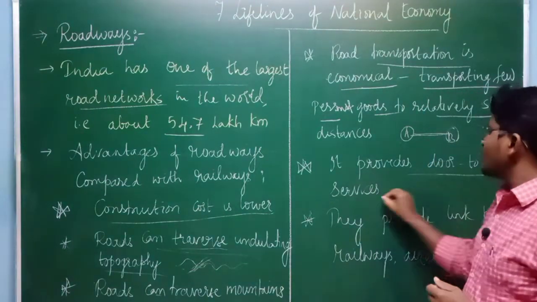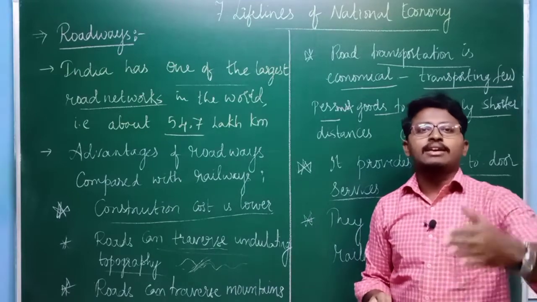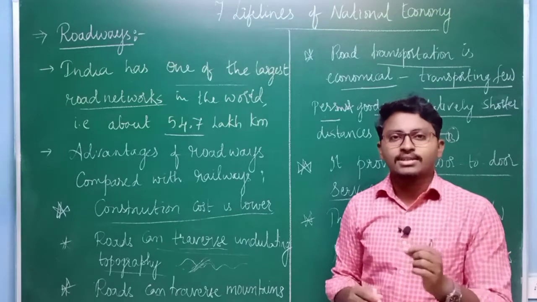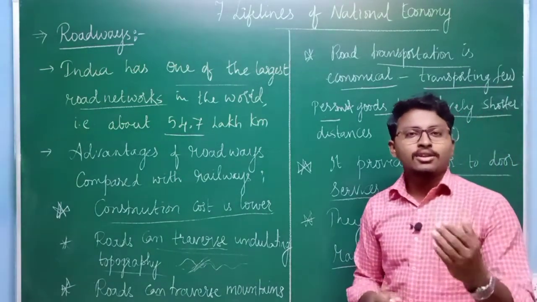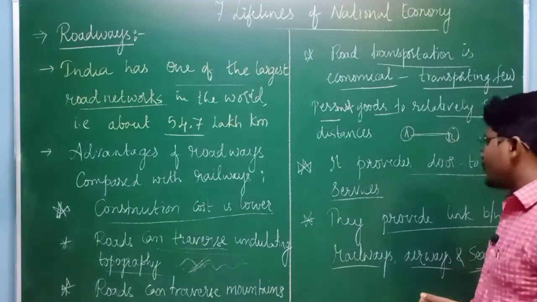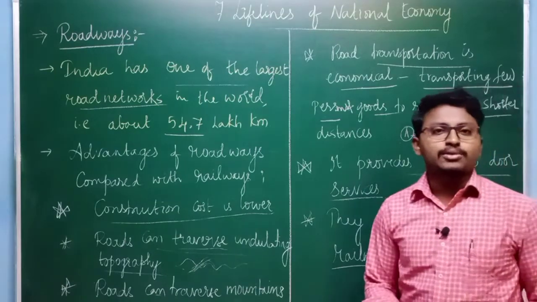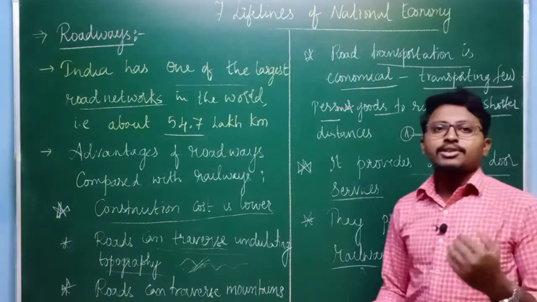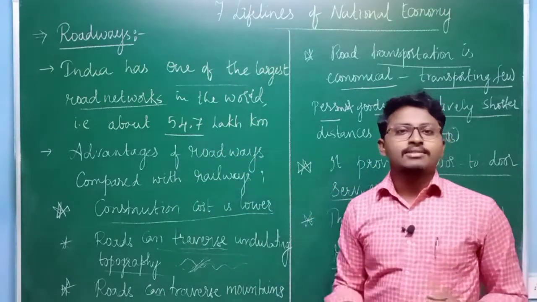Then, roadways provide door to door services. That means each and every house is well connected by roadways, whereas railways connect only main cities and some important places. Roadways also provide a link between railways, airways as well as seaports. In order to reach the railway station, the airport or the seaports, you need roadways. So it provides a link between railways, airways and seaports, which is one of the biggest advantages. People cannot directly go to the airport, seaport or railways without the use of roadways. So from this we can understand that there are many advantages of roadways when compared with the railways.